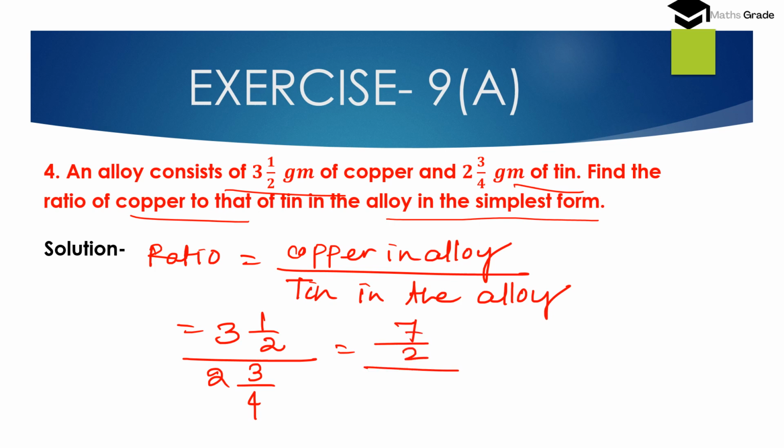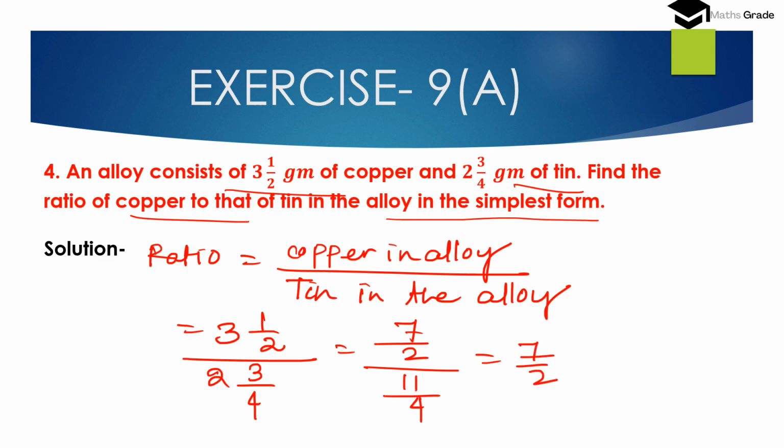And if you want to know more about how to convert a mixed fraction into an improper fraction, I will give the link in the description box. Please watch that video. 3 1/2: 3 multiplied by 2 plus 1 is 7 divided by 2, and 2 3/4 is 2 multiplied by 4 plus 3. 8 plus 3 is 11 divided by 4.